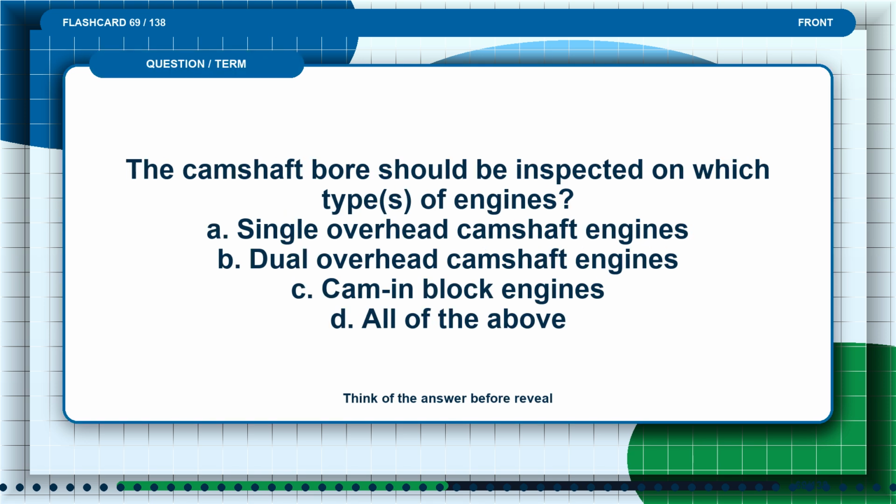Flashcard 69. The camshaft bore should be inspected on which type(s) of engines? A. Single overhead camshaft engines. B. Dual overhead camshaft engines. C. Hammond block engines. D. All of the above. Pause and think of the answer before the reveal.